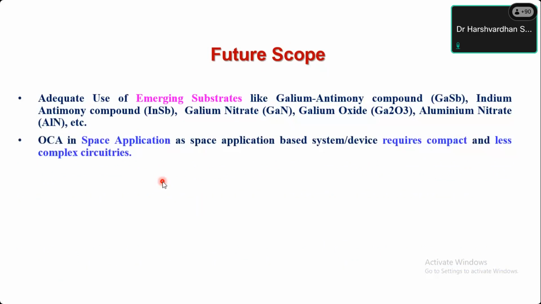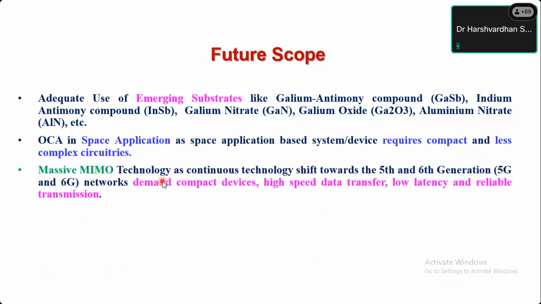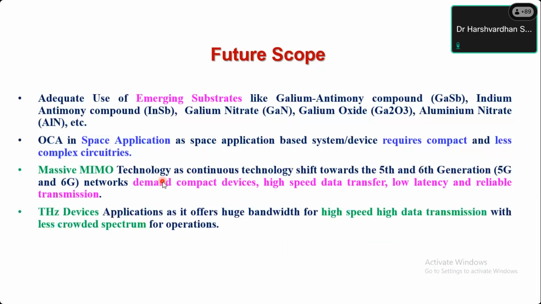Other things, like space applications: in space-based design there is a very strong requirement for compact systems and designs. So we can also use on-chip antennas to design those complex systems, right? Similarly, 5G and 6G, and in future maybe you will be seeing 7G also, are demanding compact devices. So there also you will definitely get applications of the on-chip antenna.